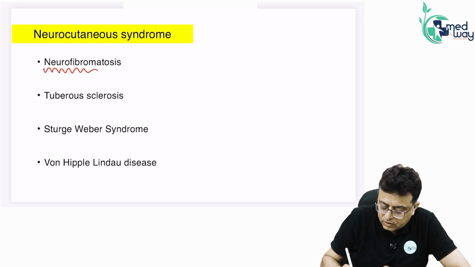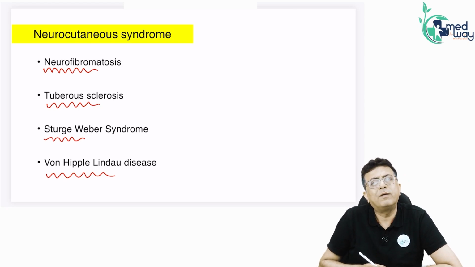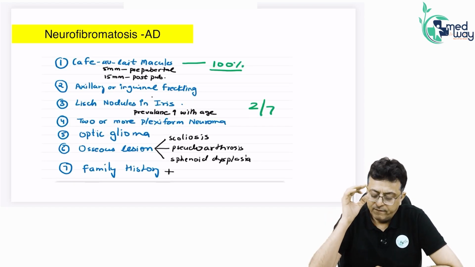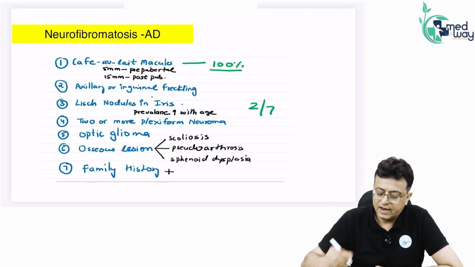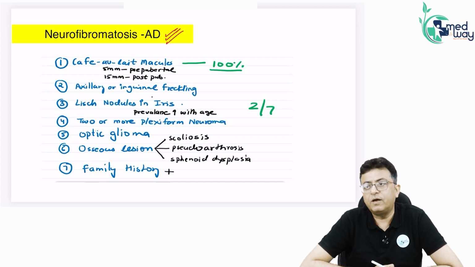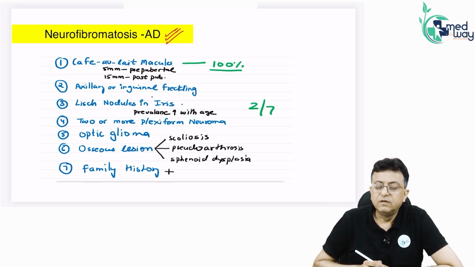Neurofibromatosis, tuberous sclerosis, Sturge-Weber syndrome, von Hippel-Lindau disease. One by one, neurocutaneous syndrome. There are 7 features of neurofibromatosis, and it's an autosomal dominant condition.